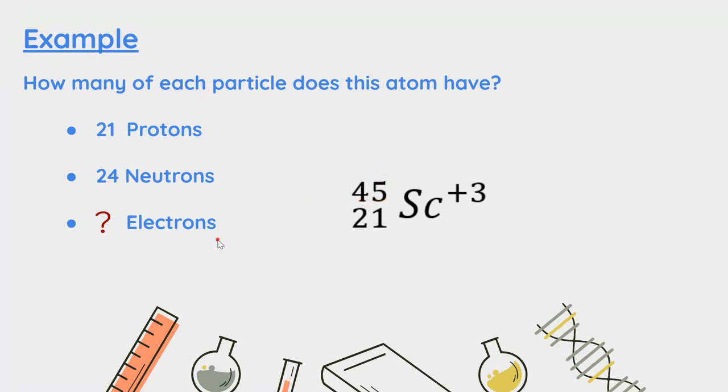And finally, how many electrons does this atom have? This atom has 18 electrons because it must have 3 more protons than electrons, because we know its charge is positive 3. You could also do 21 minus 18 to check, see if you get plus 3. And that is it for the Unit 2 Section 1 quiz on atomic structure.